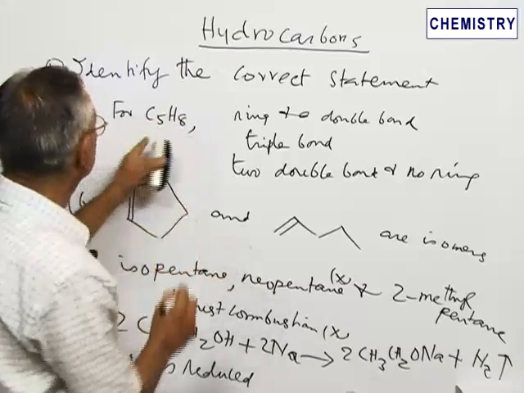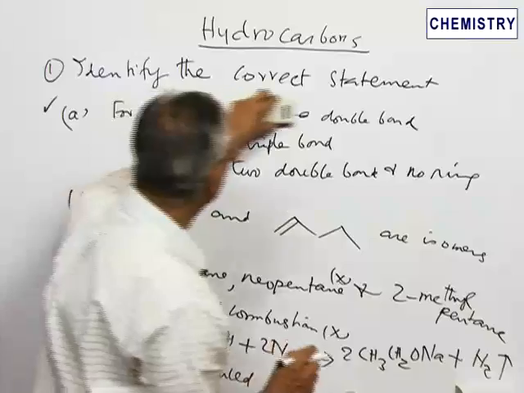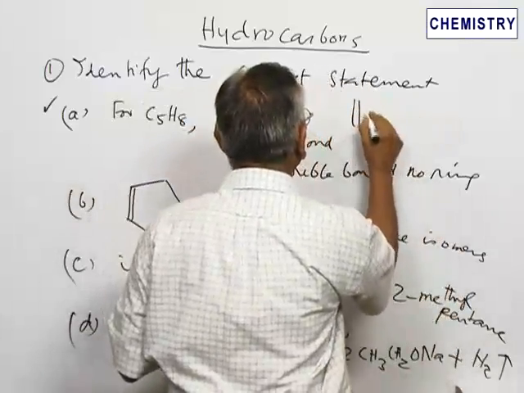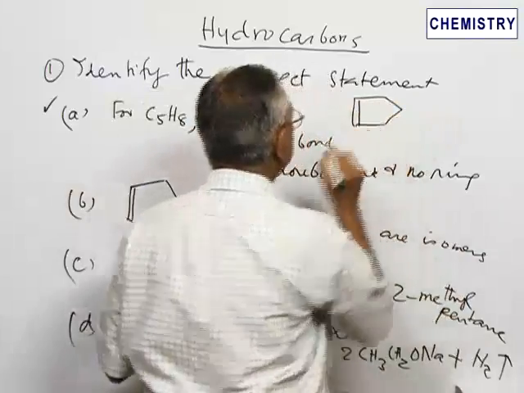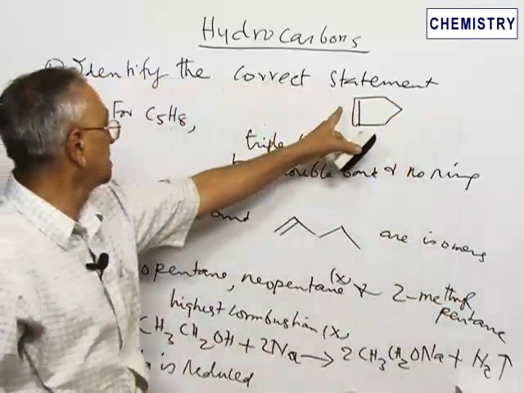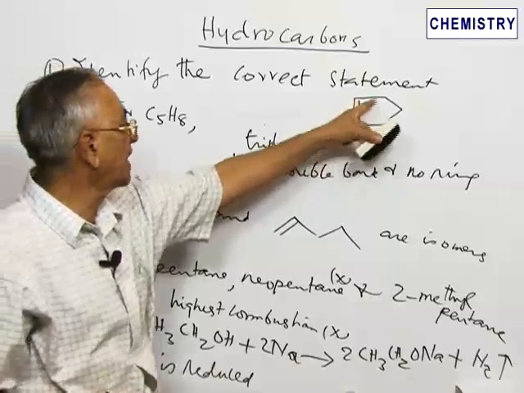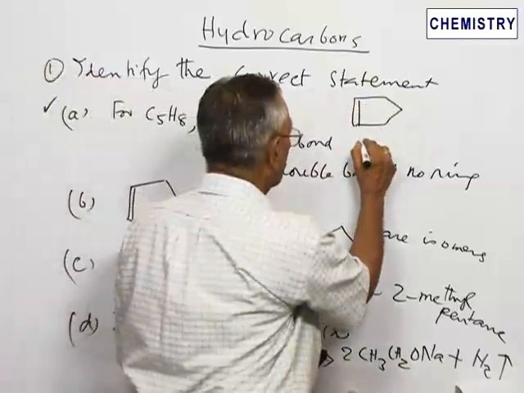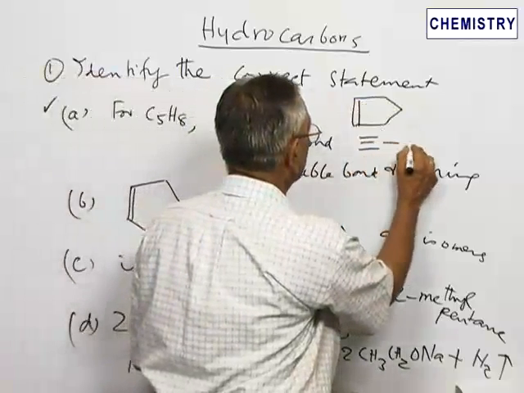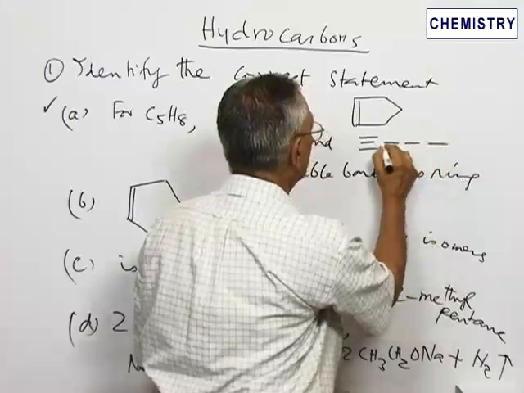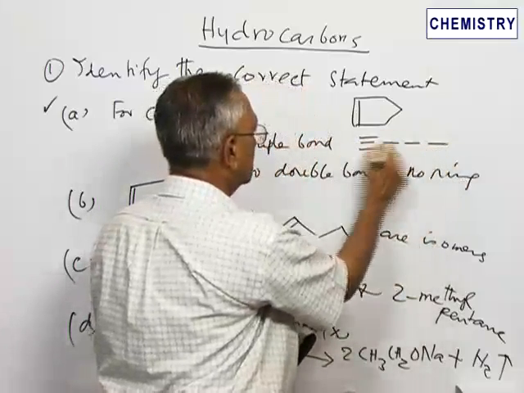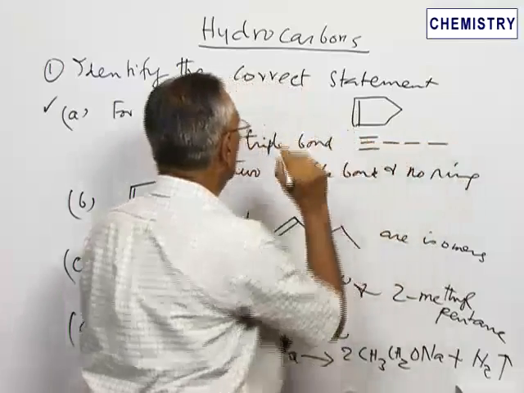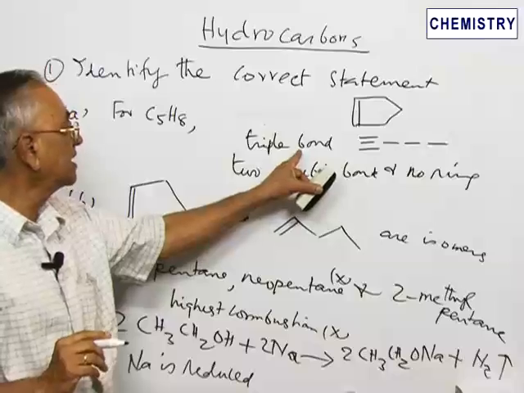First one is, for the compound C5H8, it can have a ring and a double bond. As for example, a ring and a double bond. This is actually C5H8, this is possible. When you add up, you will find it will be C5H8. Or it can be a triple bonded compound like this: 1, 2, 3, 4, 5, 5 carbons. There are 3 carbons here, 2 are here, 7 plus 1, 8. So it will be simply a triple bonded compound.